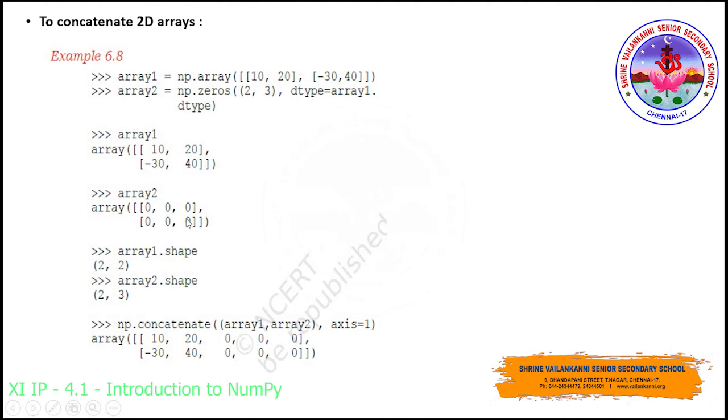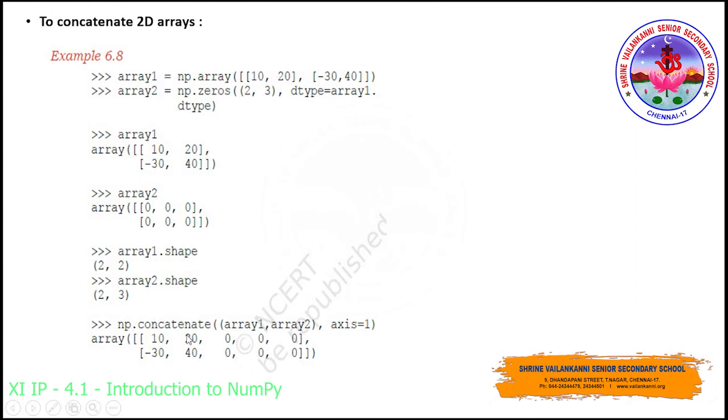So now we have created two different arrays and I wanted to join these two arrays. Before I join them, I am just checking the shape of the arrays. array1.shape will display the dimension of the array, that is two rows and two columns. Similarly, array2.shape gives two rows and three columns. Clear? And to concatenate these two arrays, I have to use the concatenate function along with the np variable.